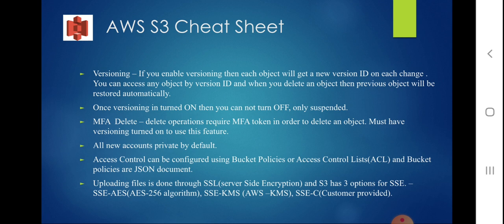And the main thing is uploading files is done through SSL. SSL is a server-side encryption, and S3 has three options: SSE-S3, which uses the AES 256 algorithm, SSE-KMS, and SSE-C, customer provided. So you can choose any of the options while uploading your files to S3.